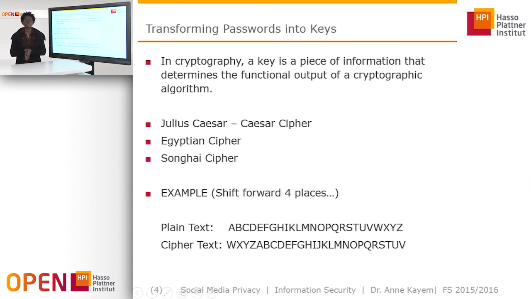So for example, in the Roman times, Julius Caesar invented the Caesar cipher, which was basically the method that he used to transmit messages between his different military units. The Egyptian cipher existed also for the same reason. So it always starts with the military wanting to transmit messages in a secure way.